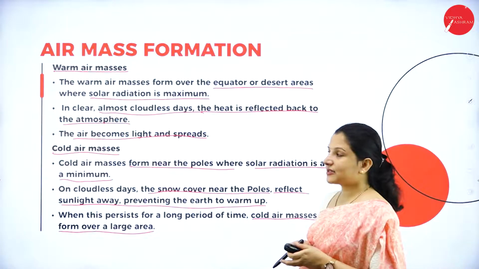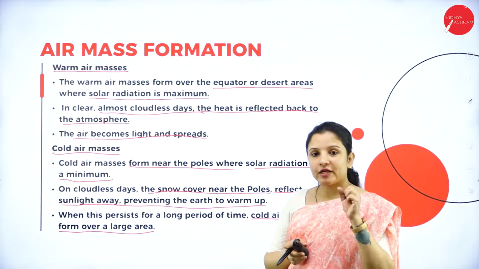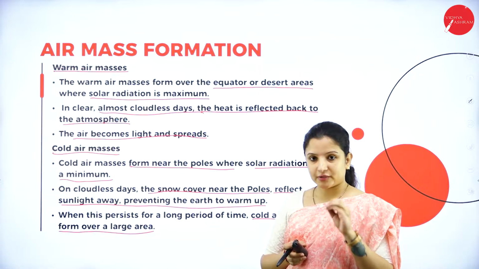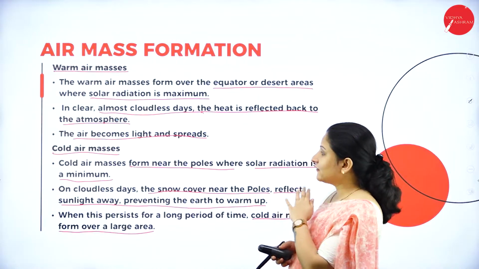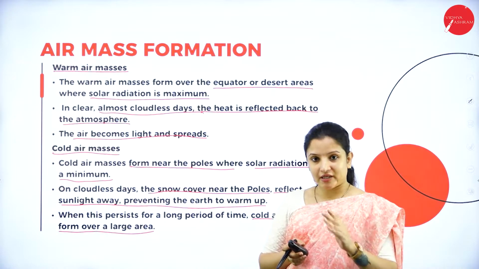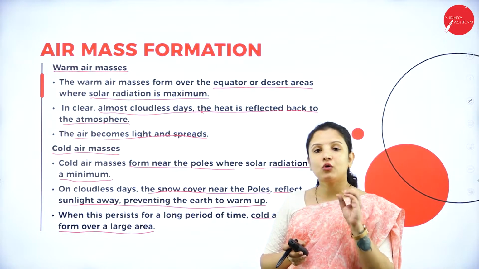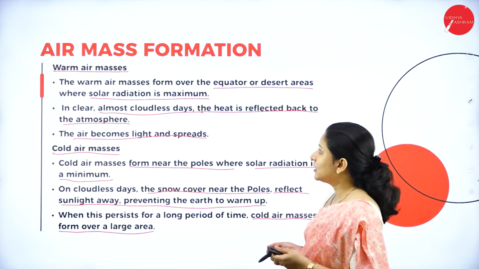So what did we understand here? For warm air masses to form, lots of heat energy should be absorbed from solar radiation, which occurs in the equator region, whereas for cold air masses to form, the heat energy absorbed is very, very minimal. Therefore, cold air masses get formed in these regions, especially in the polar regions.